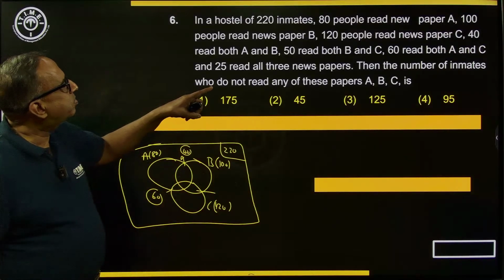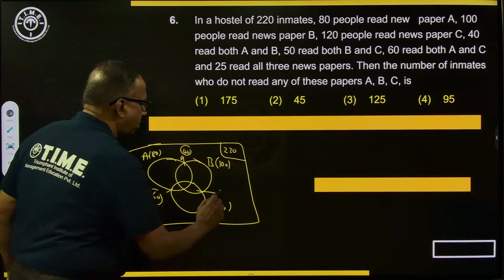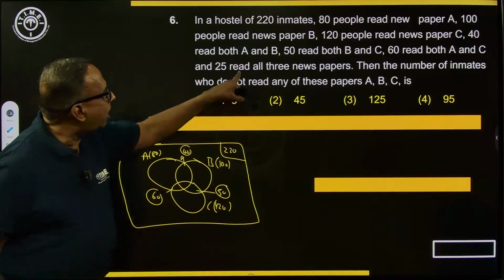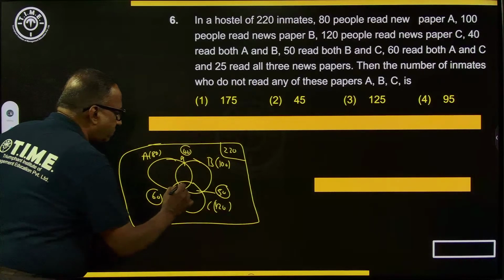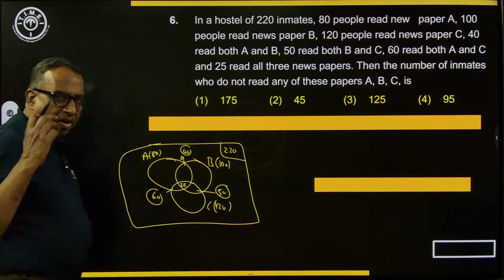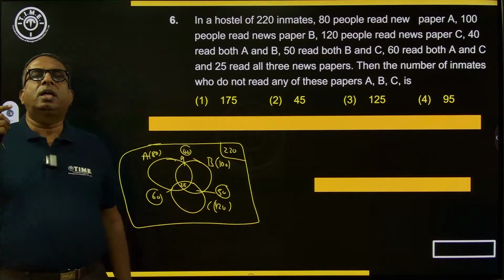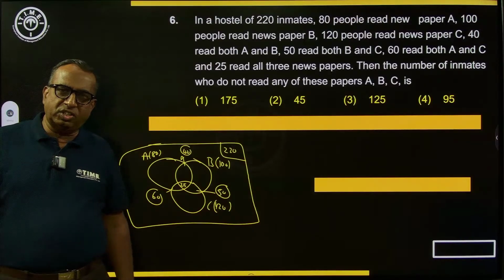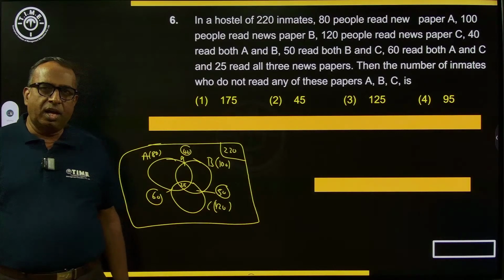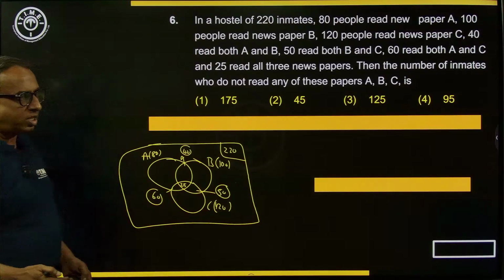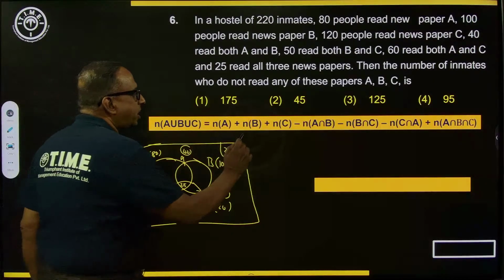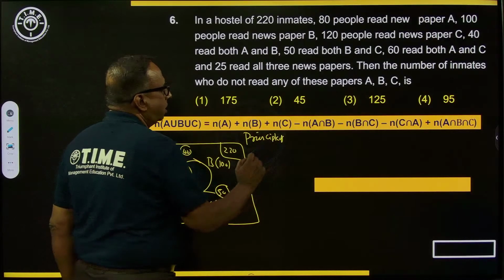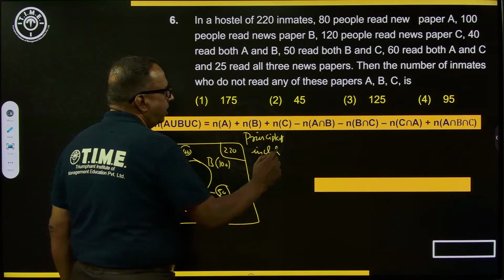B and C, how much? B and C is 50. Read both B and C. And then lastly, how many read all the newspapers? Here it is about 25. This is 25. So we have a formula that connects A union B union C with A, B, C, A intersection B, B intersection C, C intersection A. That is called the principle of inclusion and exclusion. It has a name: this is called the principle of inclusion and exclusion.